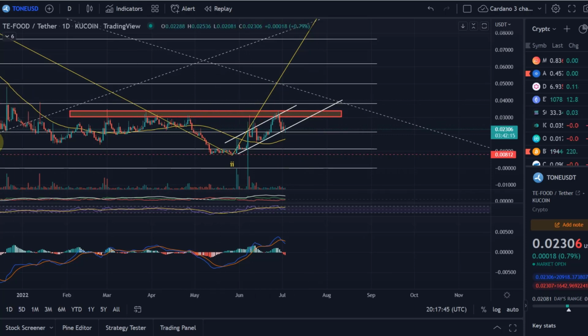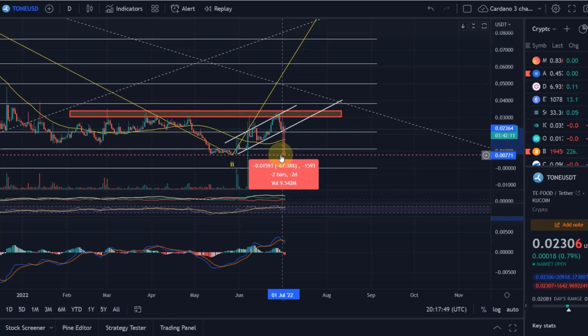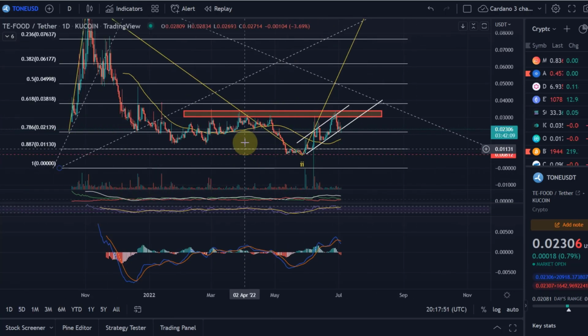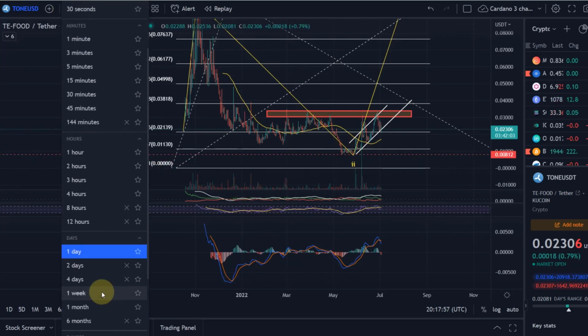But for now, we need to understand that from here to the low that has been made, it's another 70% drop. So it has been holding really well, I must say. Actually quite surprised.